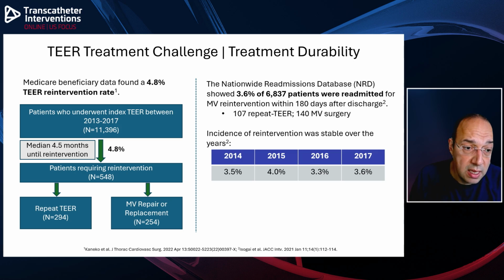So in a way, if we achieve good acute results, past the first 30 days or 6 months, then those results are durable and sustainable. And again, if you look at our reintervention rate, it has been stable over the years from 2014 up to 2017 in this paper that we looked at, despite the fact that we're treating more complex anatomy.